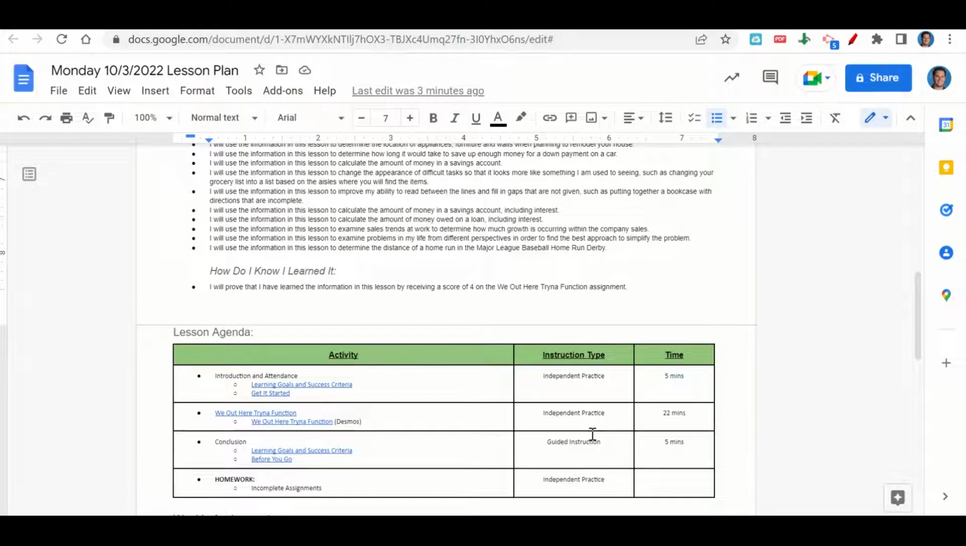Now let's take a look at our agenda for today. We will begin by going over the learning goals and success criteria. While we do that, you'll fill out your get it started. After that, I'll give you time to complete the we out here trying to function assignment on Desmos.